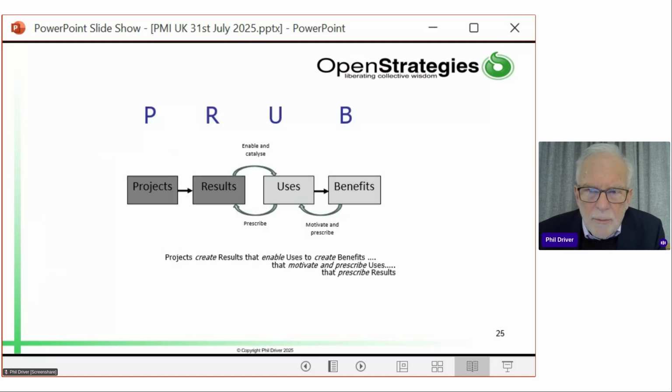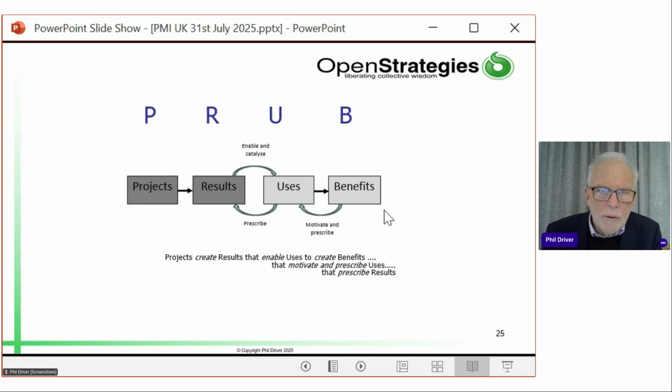This PRUB diagram has evolved somewhat over the years, and I'm just going to talk you through it. Projects create results. You know how to do that. That's very straightforward. This little arrow here, you'll see, doesn't go straight from result to use. I've got a curved arrow here because you have to hand your results over to the end users. So the results enable the use. The result doesn't make the use happen. It simply enables it. There's a loss of control by project managers when you hand that use over to someone else to use. The use then creates a benefit.